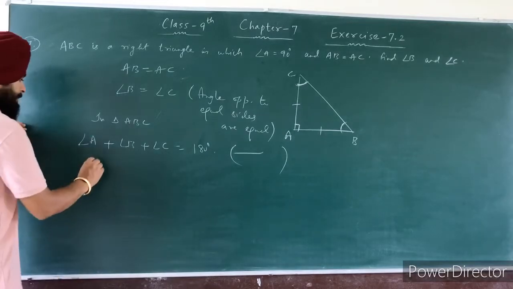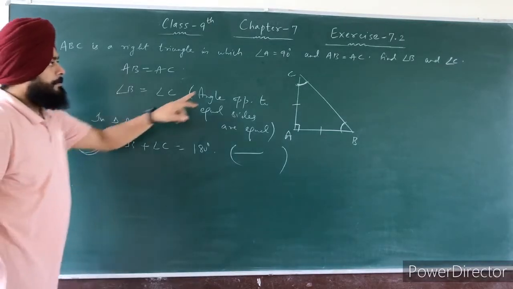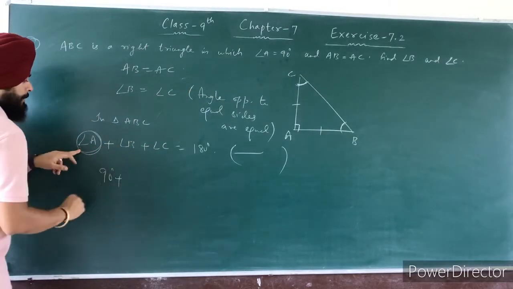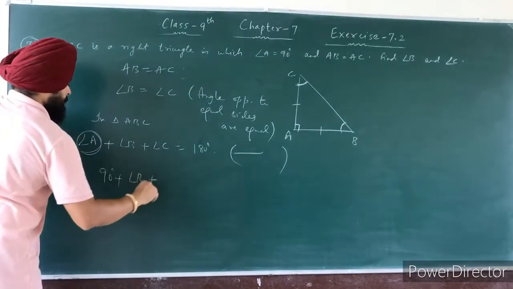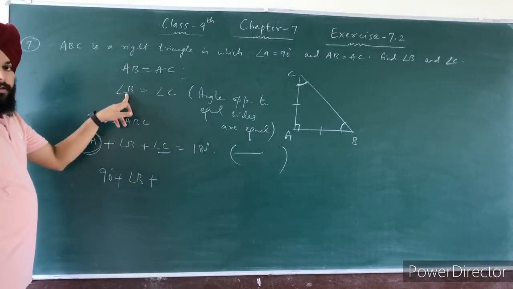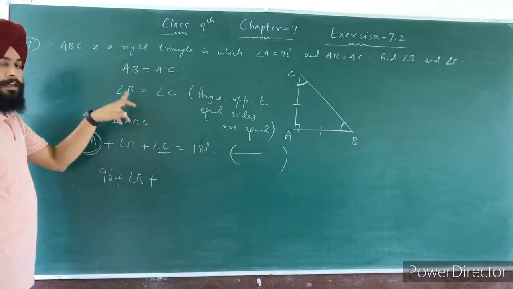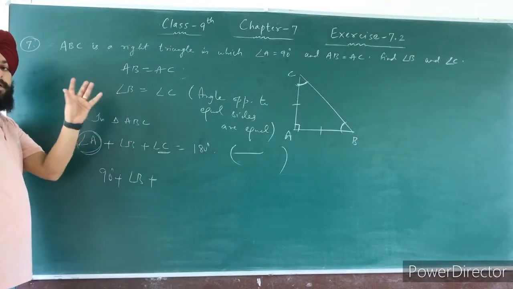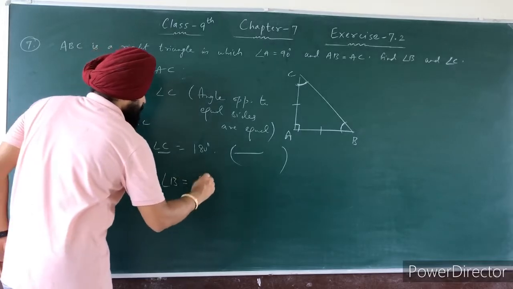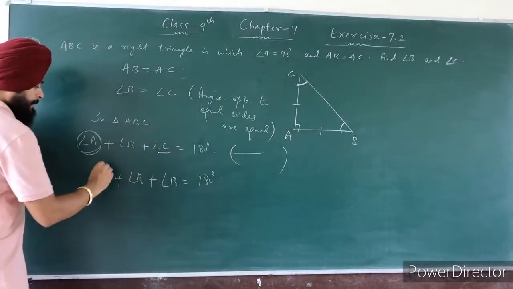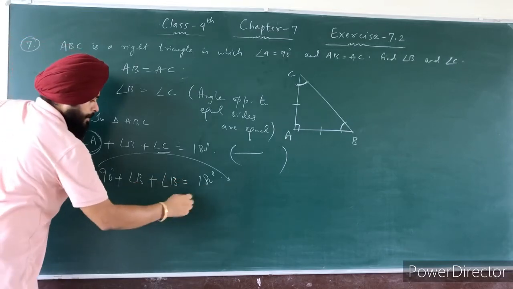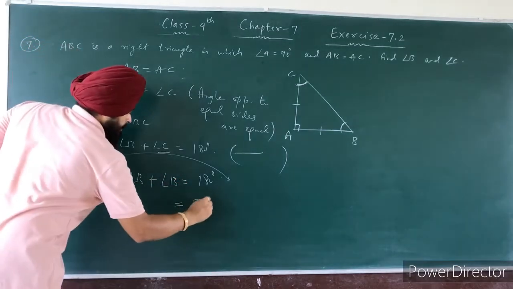So now you can see here the measure of angle A is given, that is 90 degrees. So you can put 90 degrees plus angle B plus angle C. So you can see here angle C is equal to angle B. So you can also write angle C as angle B. तो angle C को angle B के equal लिख सकते हैं. So you can write angle B is equal to 180. Now take this 90 on the right side. It is subtracted from 180. Now 180 minus 90 is 90.